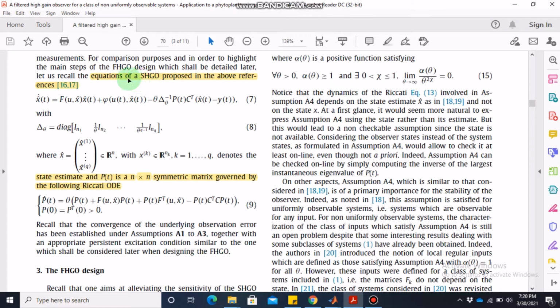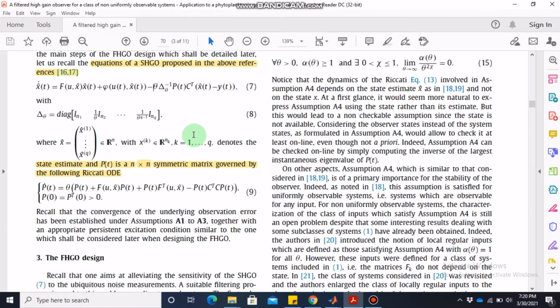This is also a high gain observer, proposed in some reference papers cited here, where the estimate of the state is given by the copy of the state dynamics plus a correction term, which involves this P matrix, which is the solution of the Riccati equation given here with zero initial conditions, and then the delta inverse is a diagonal matrix with entries involving this parameter theta.